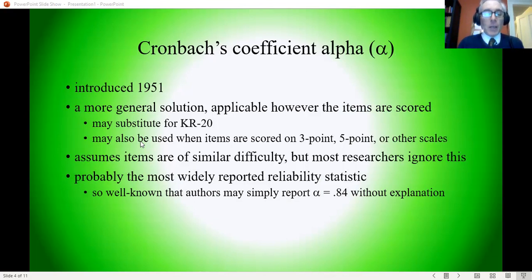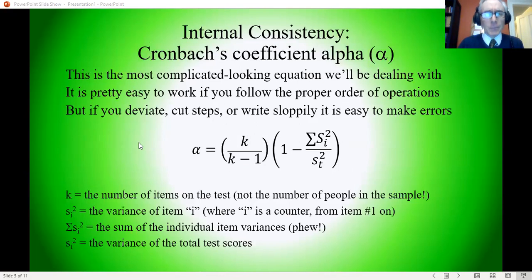This is, I would say, hands down, the most widely reported reliability statistic. You see it in papers everywhere. It is so well known that people often don't bother saying Cronbach's alpha or coefficient alpha. They'll just put, the reliability of the test was good, alpha equals 0.84. And the assumption is that you know what that means just about as well as you know that the italicized r means a correlation coefficient calculated the way Pearson first did. And we don't bother writing Pearson product moment correlation coefficient either.